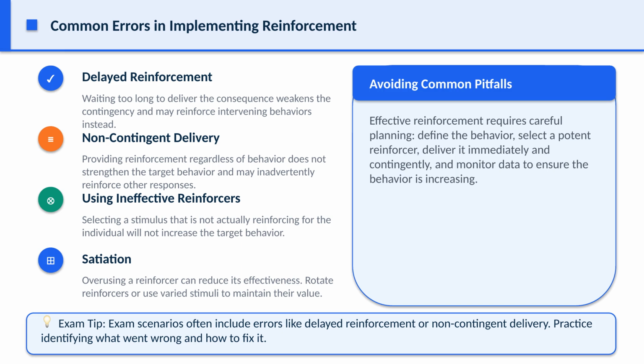Satiation reduces reinforcer potency. Rotating stimuli or using varied reinforcers helps maintain their value. Finally, reinforcing the wrong behavior, such as delivering attention following a problem behavior, can strengthen maladaptive responses. For the BCBA exam, you must be able to identify these errors and scenarios and explain how they undermine the three-term contingency. Recognizing these mistakes is essential for designing effective reinforcement procedures that truly increase desired behaviors.